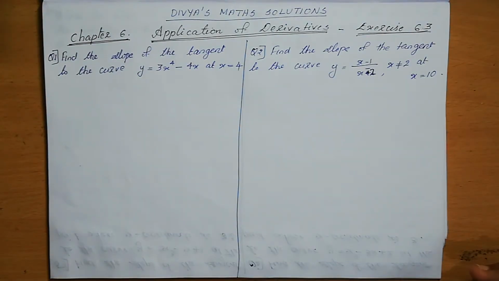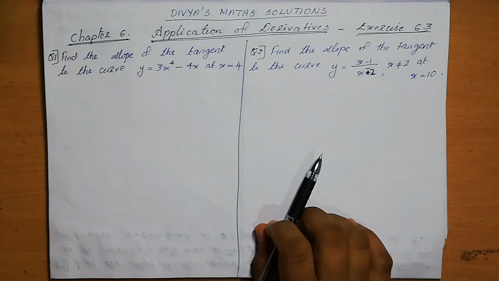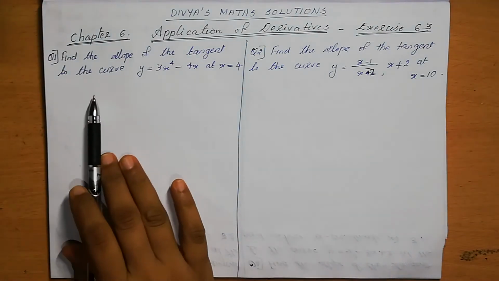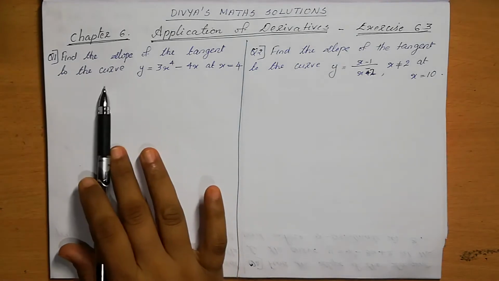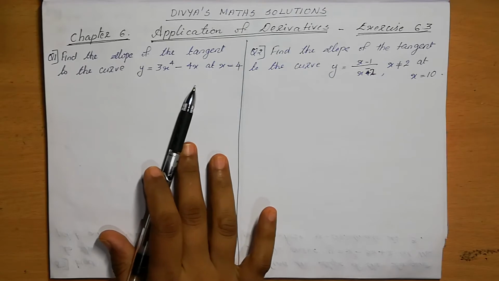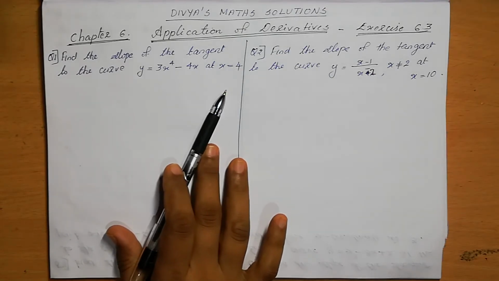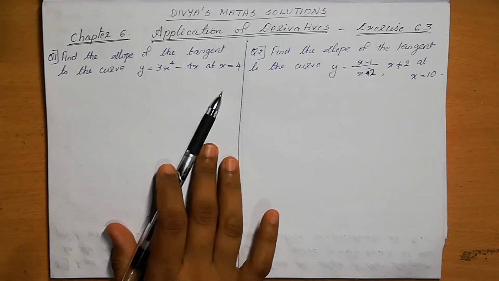Today we are going to discuss Chapter 6, Application of Derivative, Exercise 6.3. Question number 1. Find the slope of the tangent to the curve y equal to 3x power 4 minus 4x at x equal to 4. So, slope of the tangent to the curve means we need to find the first derivative. That means dy by dx we need to find out.